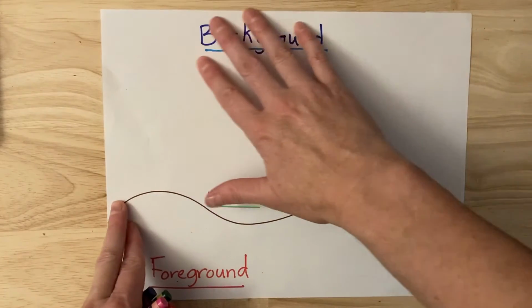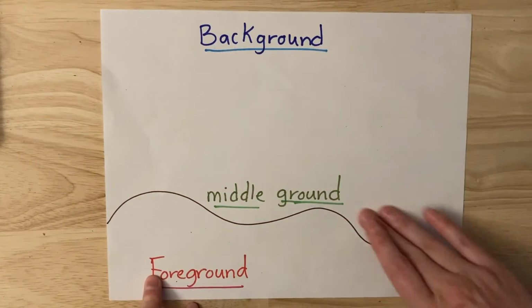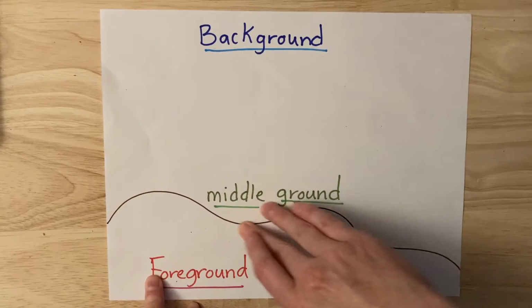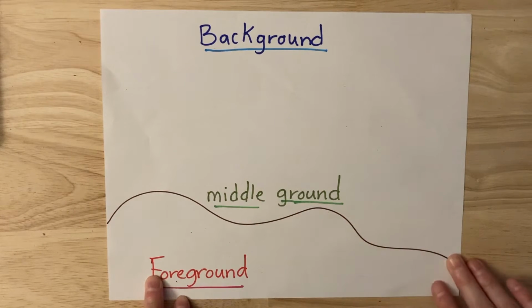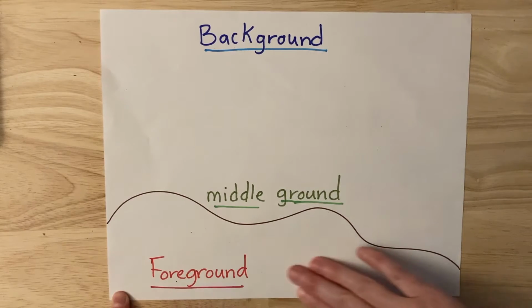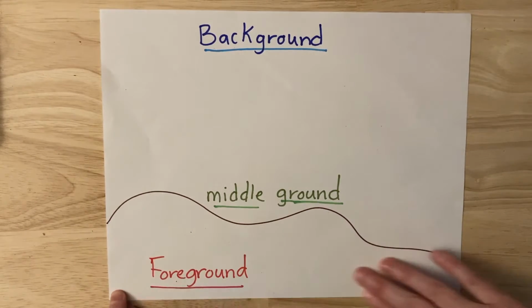We learned that the background is the sky. The middle ground is where the sky and the land meet. We can also call this a horizon line. And we have our foreground, that is the area here on our paper.